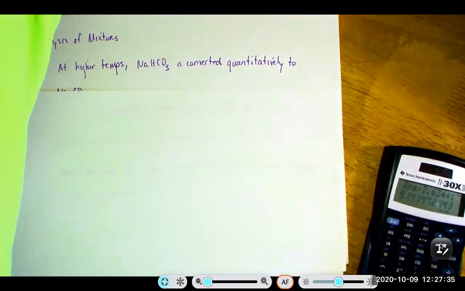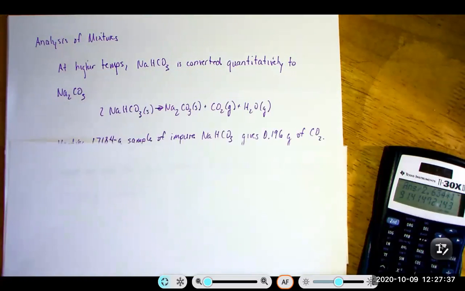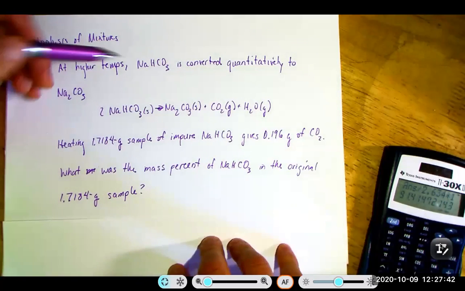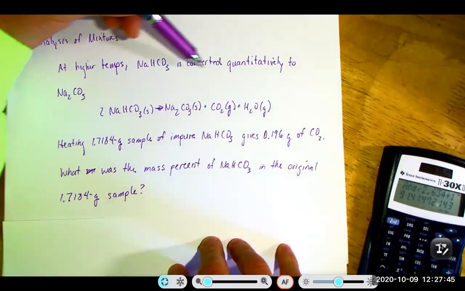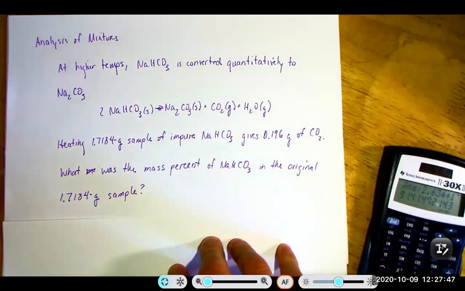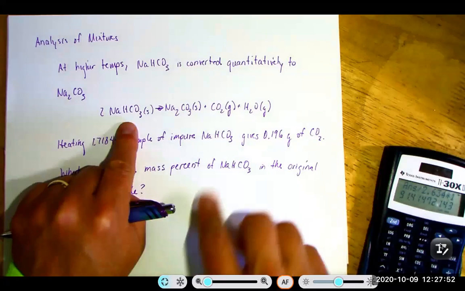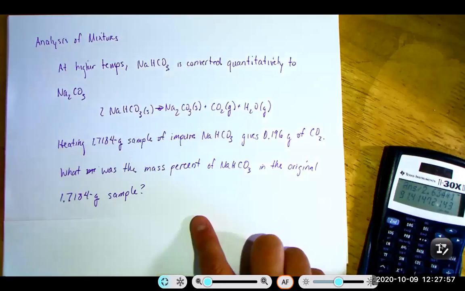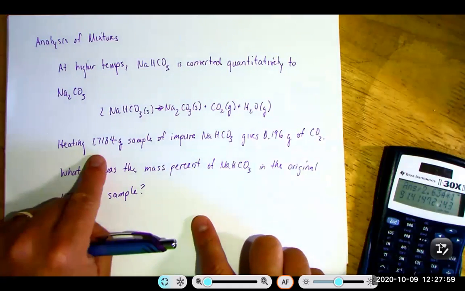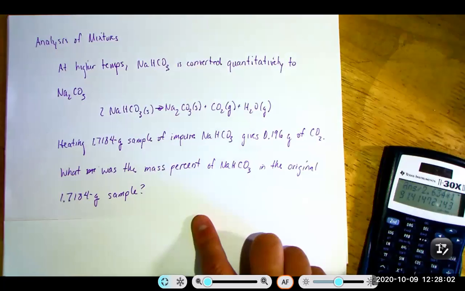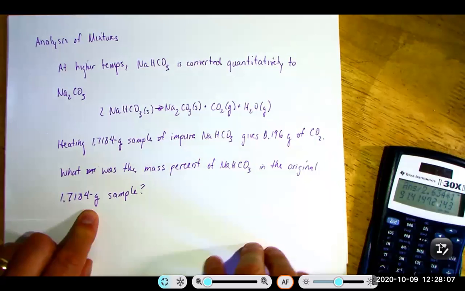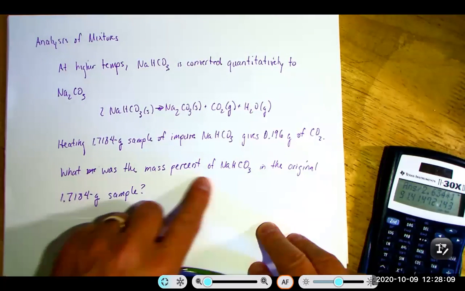Okay, so this is another analysis of a mixture. At higher temps, sodium bicarbonate is converted quantitatively to sodium carbonate. And here you can see what happens is that when you heat this up, you remove CO2, you make the sodium carbonate, and you also make H2O. And then heating a 1.7184 gram sample of impure sodium bicarbonate gives 0.196 grams of CO2. What was the mass percent in the original sample?